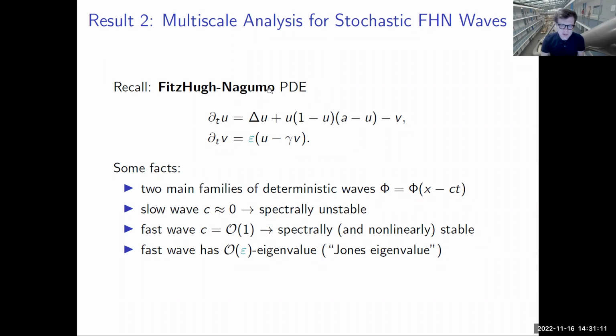And there, for the deterministic case, there are well-studied families of deterministic waves. There are two main families. One is a slow wave, where there's a slow deterministic speed. These are already spectrally unstable. This is well understood. And there are fast waves with an order 1 wave speed. These are spectrally and actually also nonlinearly stable. And these are pulse solutions. So these fast waves are fast pulses that move and are just translated, for this modified or extended variant of the Nagumo equation.